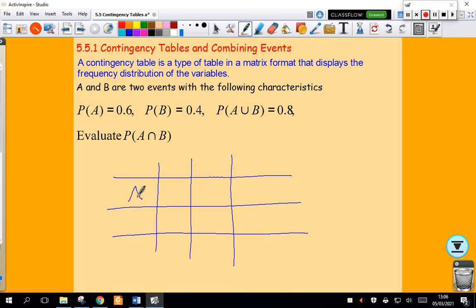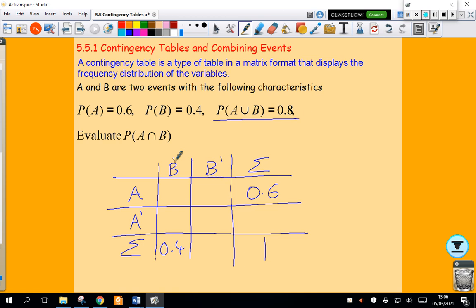So there's A, this will be A complement, this is B, this is B complement, this is the sum total, sigma is my letter that's going in there. The probability of A is 0.6, that means the end of the A column, 0.6. Now A is divided up into two other groups within here. The probability of B is 0.4. Remember, the sum of all the probabilities in any experiment is 1. And the probability of A union B is 0.8.